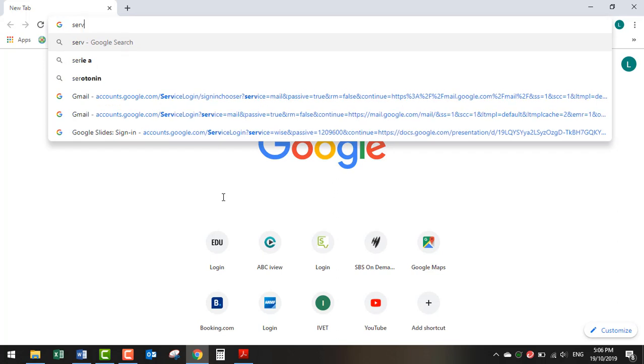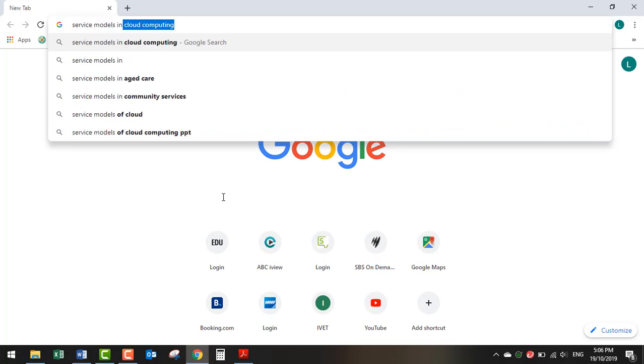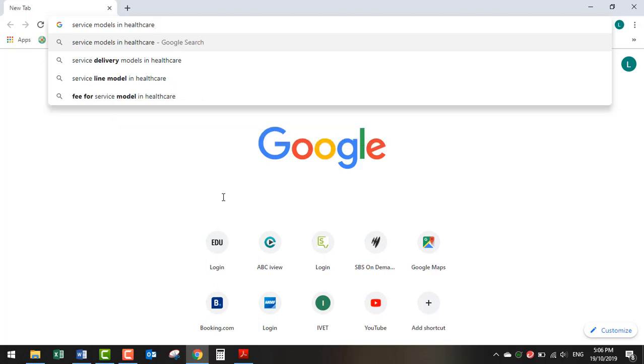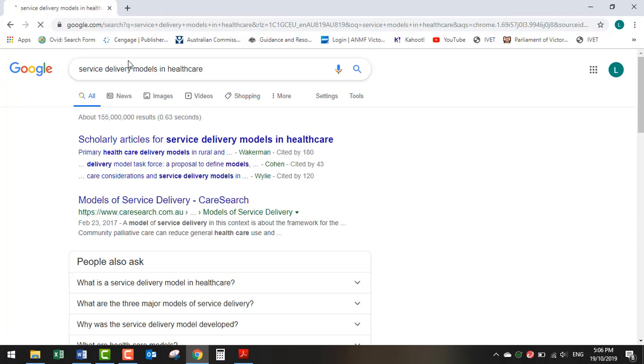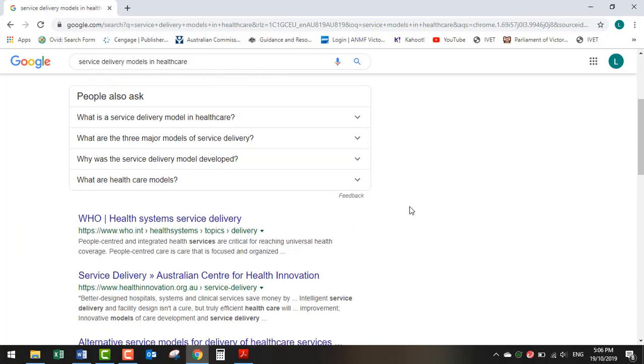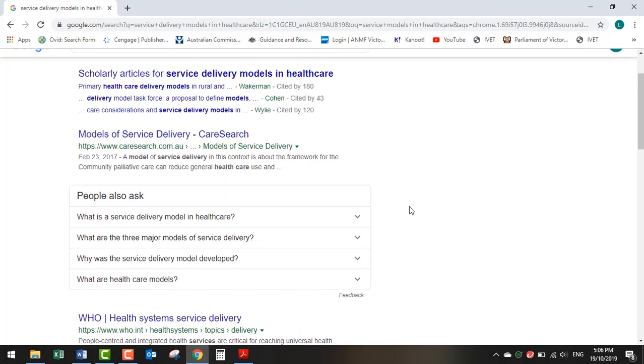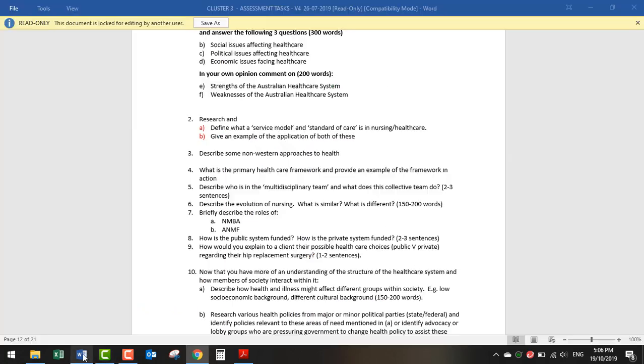You could also search service models in healthcare, okay? See, look, it's come up already, service delivery models in healthcare. And then you need to look through it and think about what we're learning about in class, and see if you can apply that to the question. Okay, what is a service delivery model? Okay, let's go back to the question. What is a service model? And then give us an example. Okay, so remembering we want a service model in relation to healthcare.